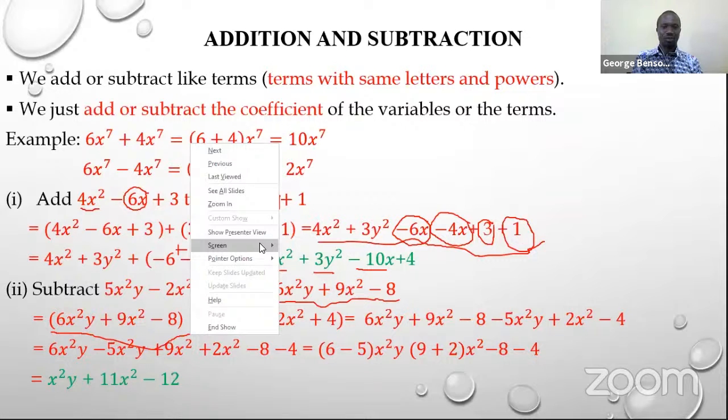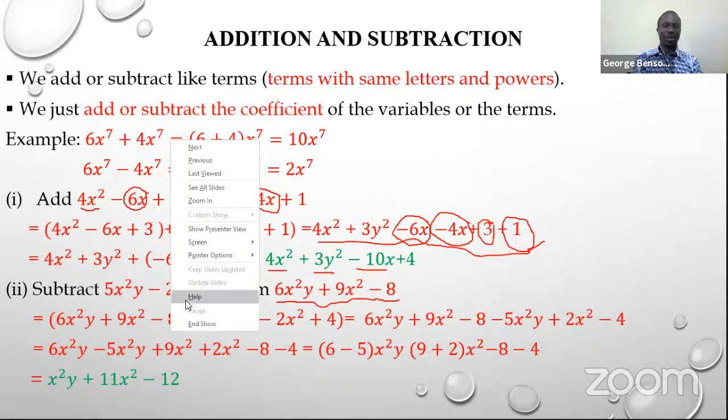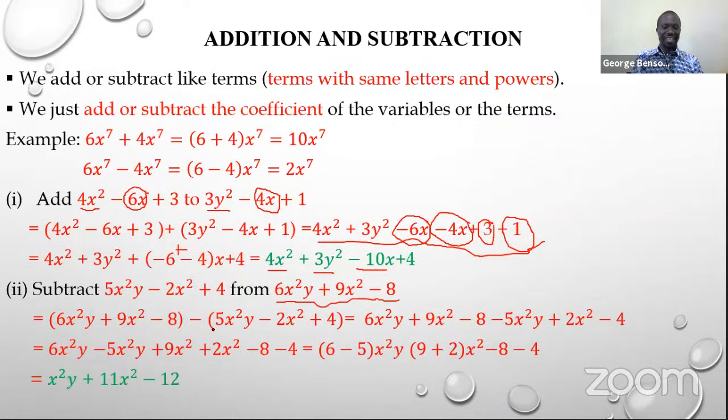The 6x squared y plus 9x squared minus 8 first. Then it's followed by minus, then the second one comes, because they are saying we should subtract. The second one comes: 5x squared y minus 2x squared plus 4. And the first thing we need to work on is that since there is a minus sign, when we open the bracket, it's going to affect all of them. Is that okay? So we have to work on this one first.